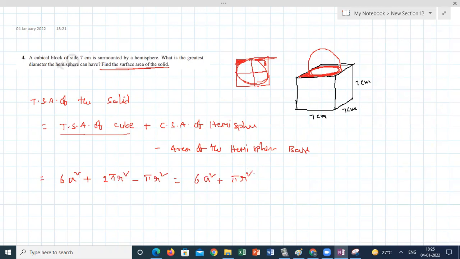So 6a square is how much? 6 into 7 square plus 22 by 7 into r square, which is 7 by 2 into 7 by 2, because the diameter is 7. So I can cancel to get 11 times, and this will be 7 square: 6 into 49 plus 77 by 2. What is the final answer you are getting? Please calculate this value and let me know.